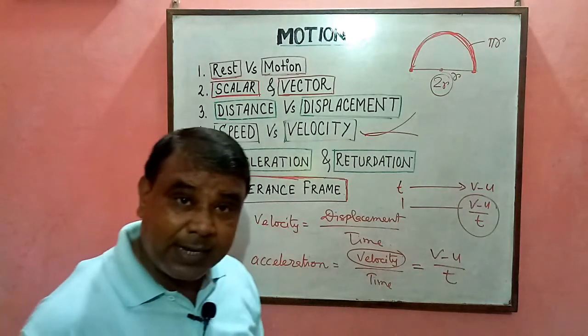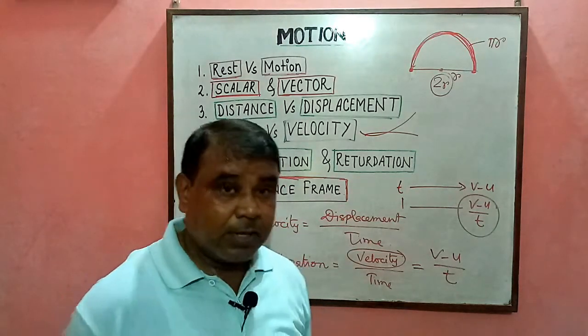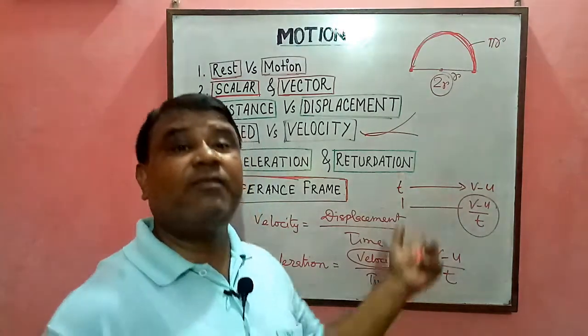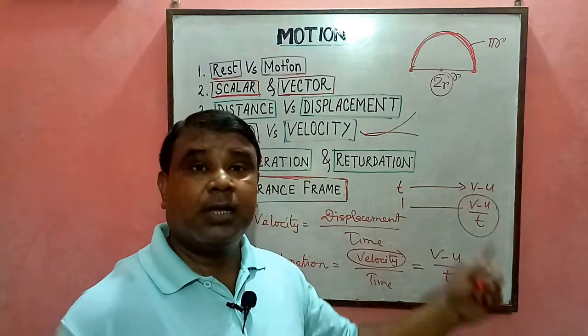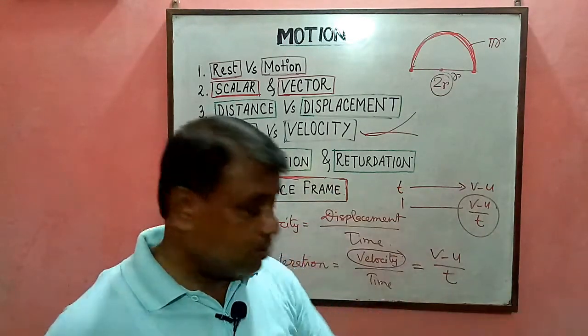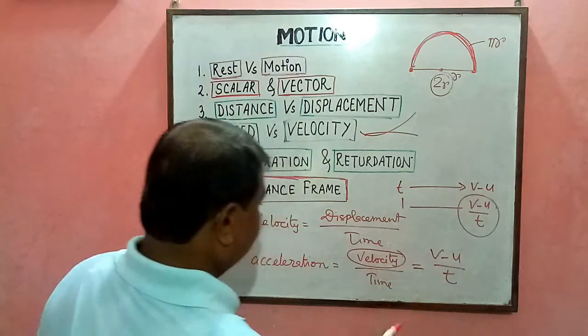And acceleration is also a secondary quantity. Two quantities are already there, velocity and time. Velocity itself is a secondary quantity. It depends on time and distance. So acceleration is v minus u upon t.